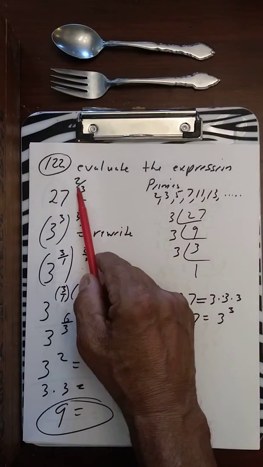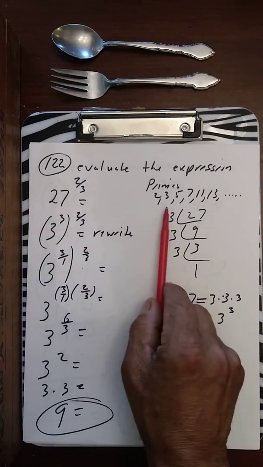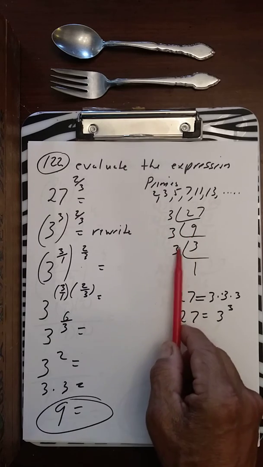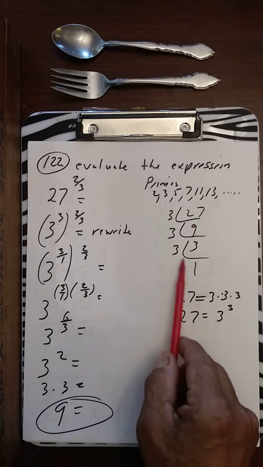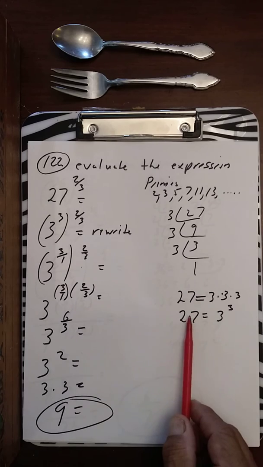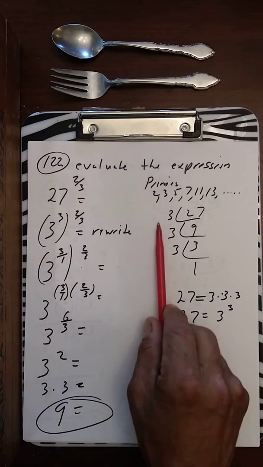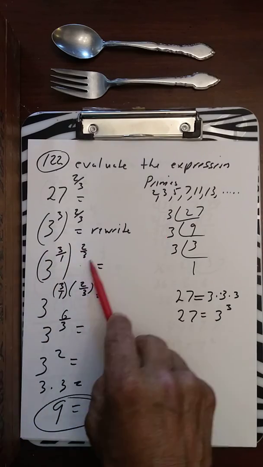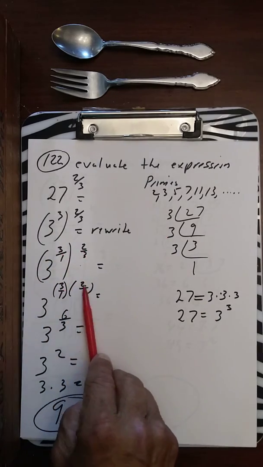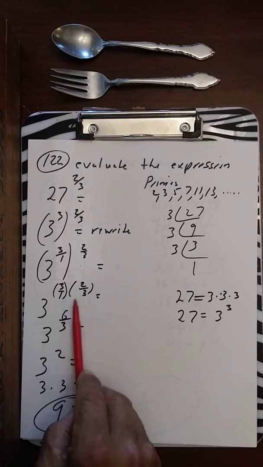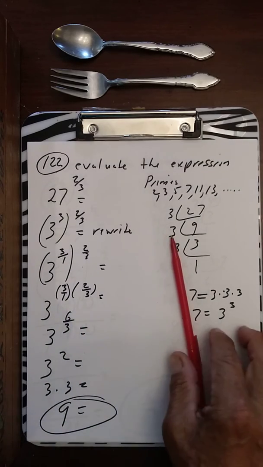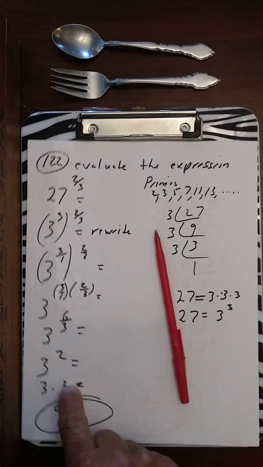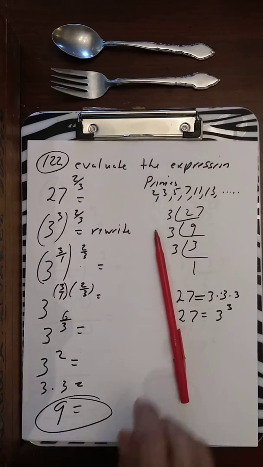27 to the 2/3. Let's rewrite this first. 2, 3, 5, 7, 13, and so on. 3 divides this, 3 divides this, 3 divides this, yes. 9, 3, 1. So 27 is 3 to the 3 power. Now, 3 to the 3 power right there. 3 over 1 times 2 over 3. Multiply these two numbers, so 3 times 2, 6, divided by 3. So now we have 6 divided by 3 is 2. 3 to the 2 power means 3 times 3, which is exactly 9.